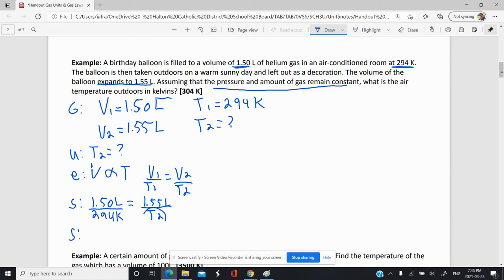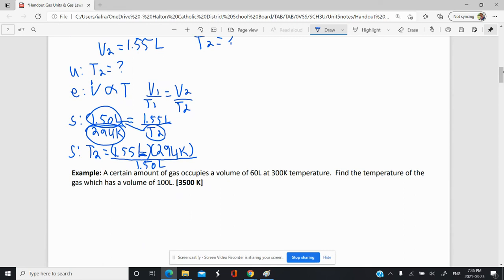Basically I'm going to send T2 to the other side and then send all these to the other side, and they become the opposite of whatever they're doing. Whatever's a division becomes a multiplication, and whatever's a multiplication on top becomes a division. So T2 is equal to 1.55 liters multiplied by 294 Kelvin over 1.50 liters. We cancel out our units, liters and liters, and we're left with Kelvin.